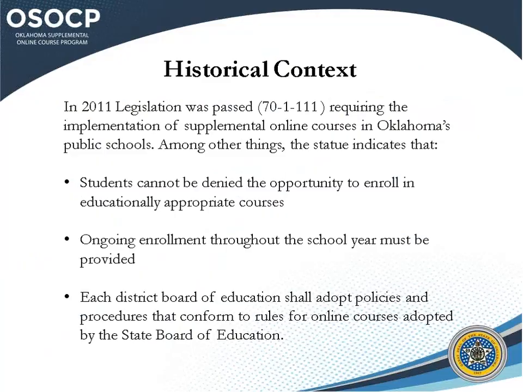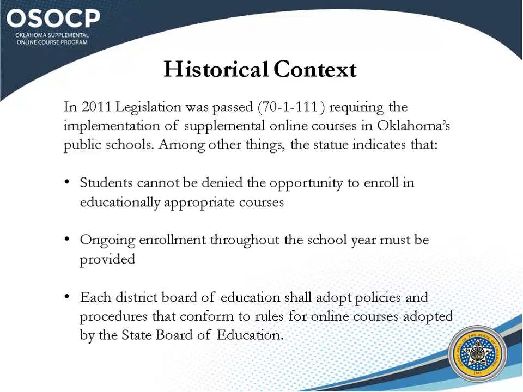So some historical context, the OSOCP was actually put into statute in 2011. Legislation was passed that requires implementation of online courses in all Oklahoma public schools. There are several items in the statute. Among them are qualifiers that students cannot be denied the opportunity to enroll in educationally appropriate classes, and there is a definition for educationally appropriate in the statute.